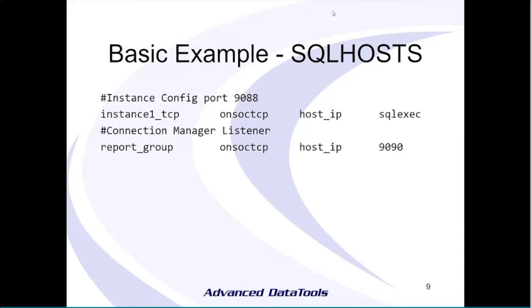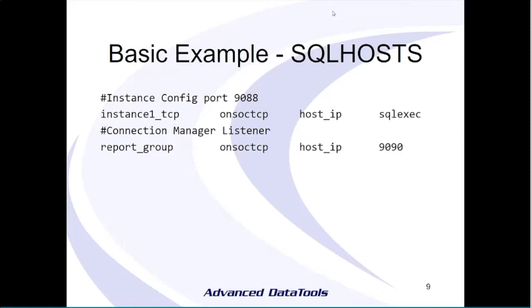So, a basic example. We have our instance running. This is our standard configuration here, very, very simple. For our instance TCP, we tell it onsoctcp, our host name, host IP, whatever it might be, and we're giving it the sqlexec service for the port mapping. So very, very simple. That is what our instance is running on.